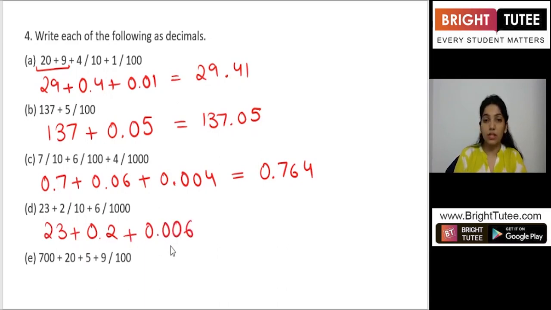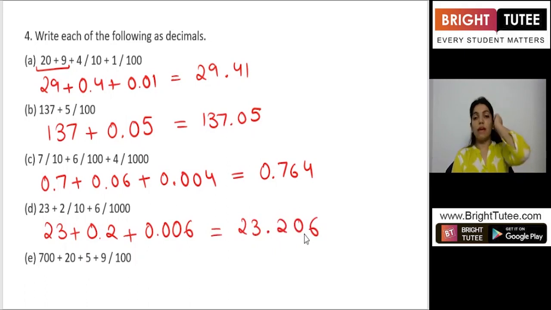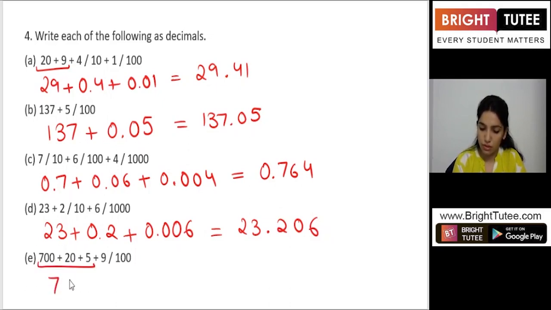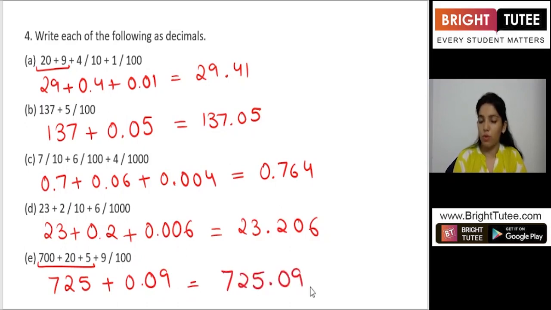Now the next one, it is 23 plus 0.2 plus 0.006. Right? So we have got nothing at the hundredths place. So the number is 23.206. If we don't have anything at the hundredths place, it is a 0. Now here it is 725. We are just adding the wholes first. 725 plus 9 over 100. So it is 0.09. The answer is 725.09. I hope this makes sense.